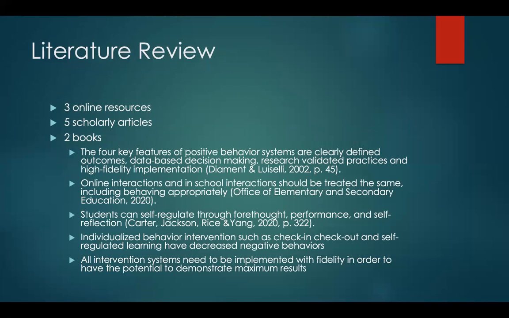The next step in my action research project was to complete a literature review. During this, I looked into 3 online resources, 5 scholarly articles, and 2 books. From the literature review, I learned that the 4 key features of positive behavior intervention systems are clearly defined outcomes, data-based decision-making, research-validated practices, and high-fidelity implementation. When implementing rules and classroom procedures, online interactions and in-school interactions should be treated the same. This includes setting and behavioral expectations.